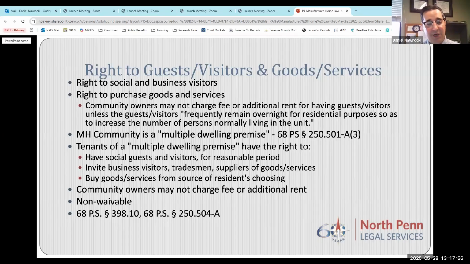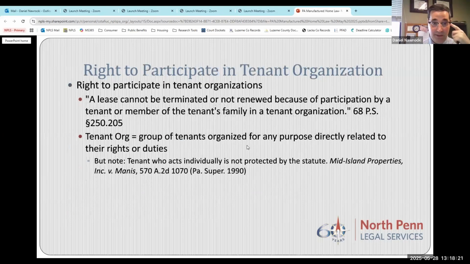The manufactured home meets the definition of a multiple dwelling premises under the Landlord-Tenant Act. And under the Landlord-Tenant Act, if it's a multiple dwelling premises, then you have the same right: social guests and visitors for reasonable periods, and business visitors, and community owners can't charge fees or additional rents. And this, like all of the other rights, is not waivable.